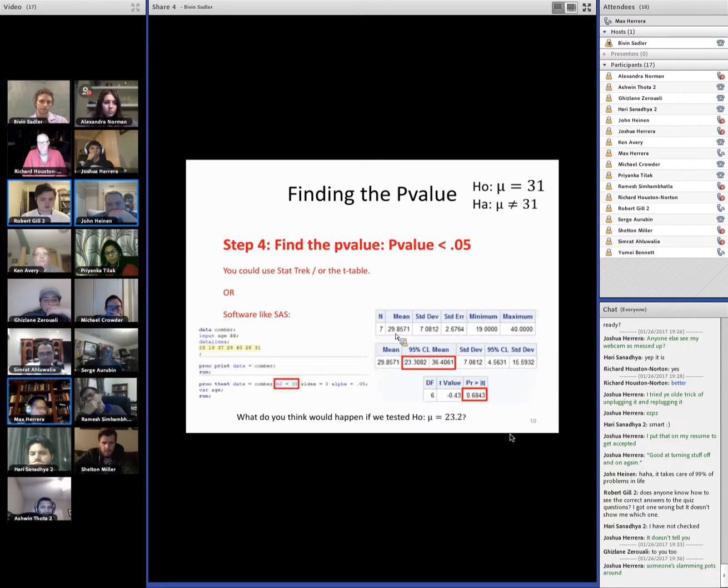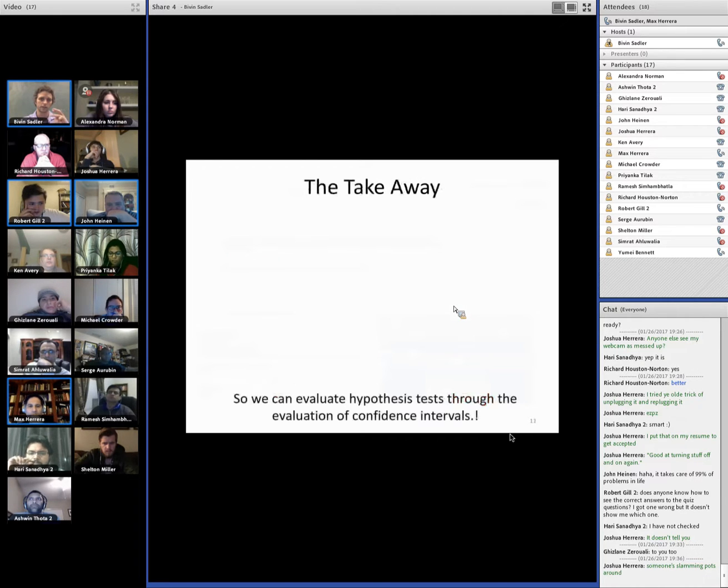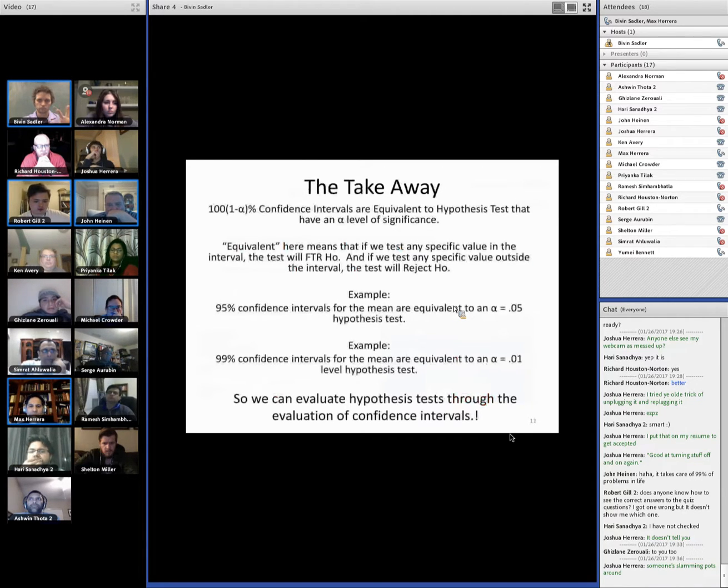But from here, I'm fixing my data, and I'm saying if I would start testing different things in here, the last one I'll show you, look at this 23.2. That's almost in this interval, but it's just outside. Since it's outside the interval, it would reject, but just barely reject. All I'm showing here is the one-to-one correspondence between confidence intervals and hypothesis tests. We'll continue on that track. If you feel like you got that, this is just saying the same thing.